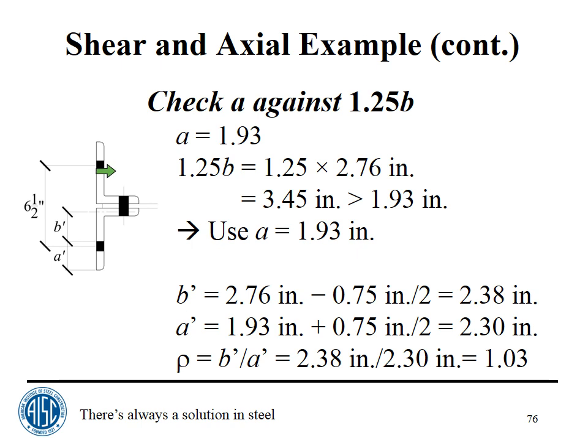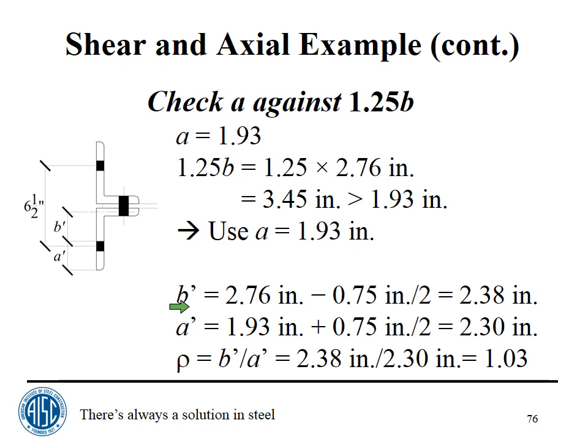There's a check that Fisher and Struik, the book, and the original research done at Delft found: if A was really too big, if I had something sticking way out here, it really wasn't very effective. The maximum effect of A is 1¼ times B. So we have A equals 1.93, and 1¼ B is 1.25 times 2.76 gives me 3.45, which is greater than 1.93. Use A equals 1.93.